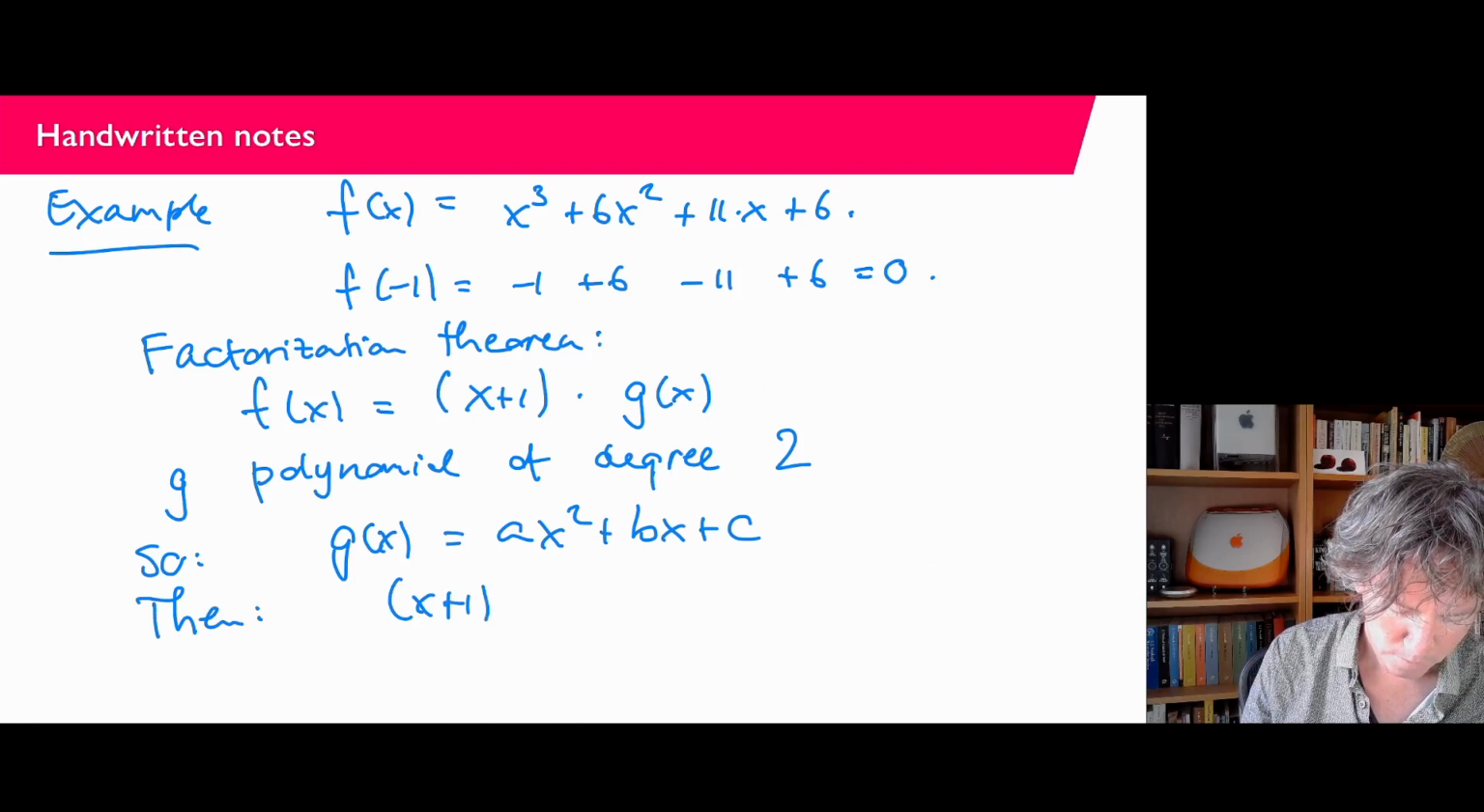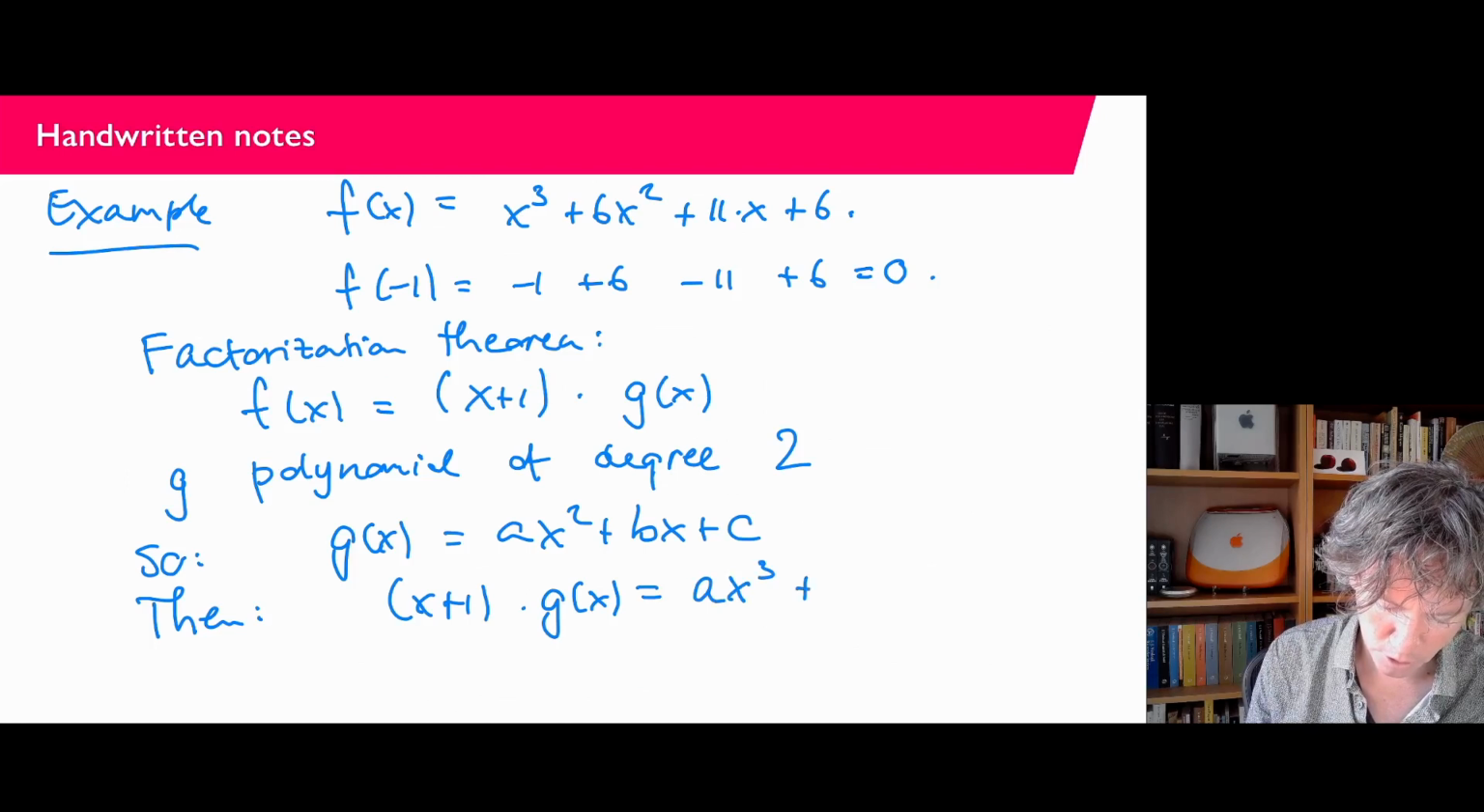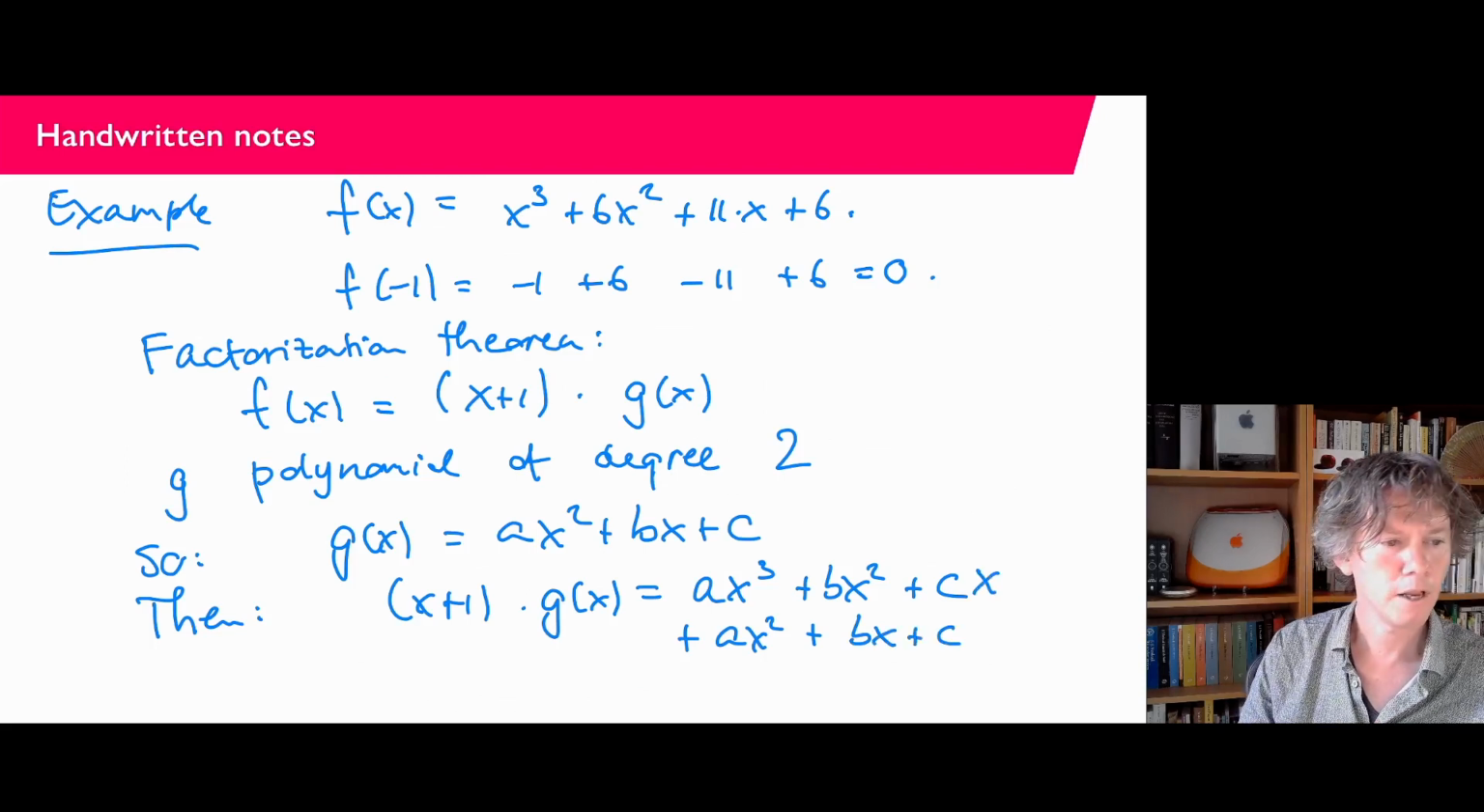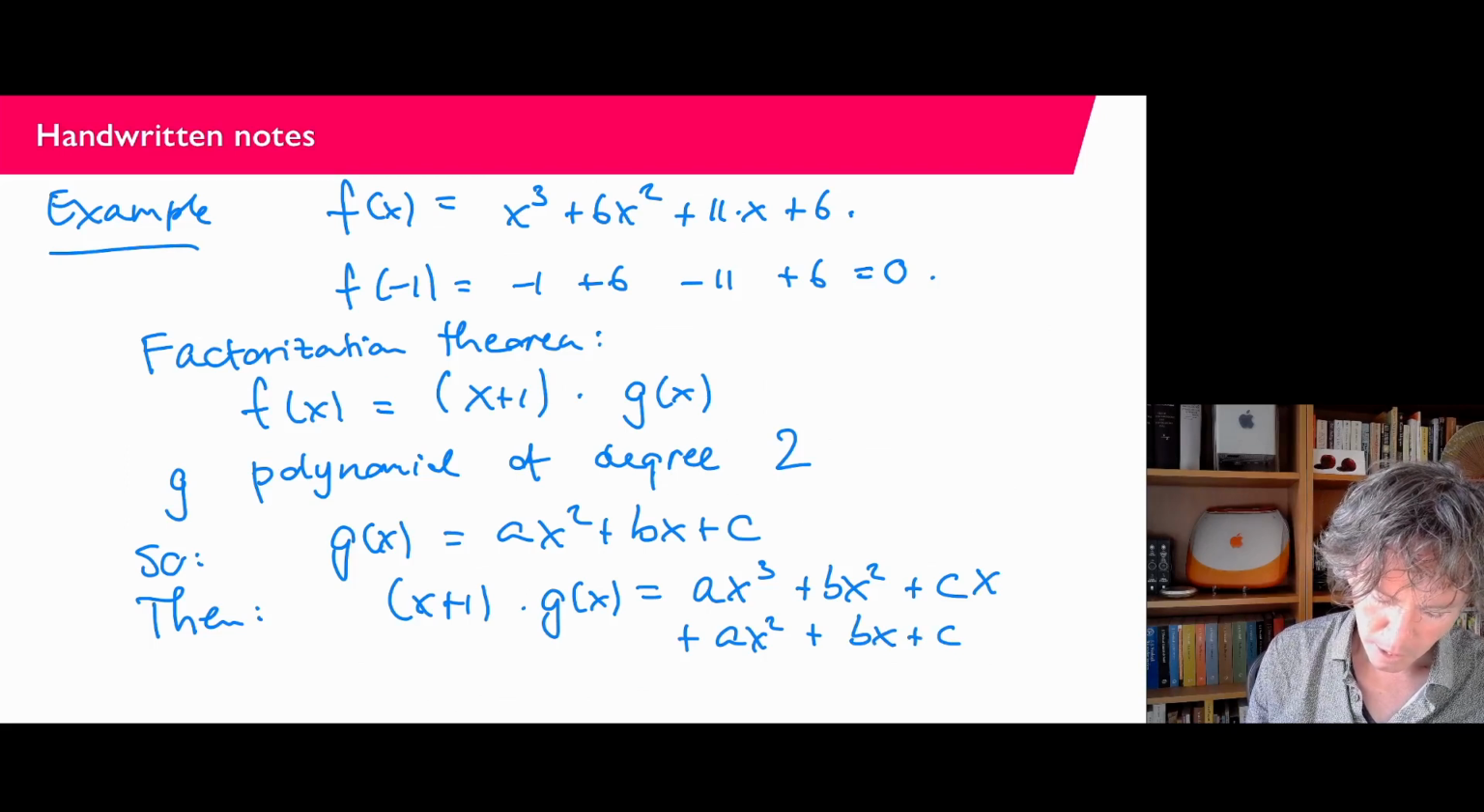x plus 1 times g of x. Well, that is going to be x times ax squared, so that's ax to the power of 3 plus bx squared plus cx. And then the plus 1, so plus ax squared plus bx plus c. And I forgot to put an x here, so like this. And then I can take them together.